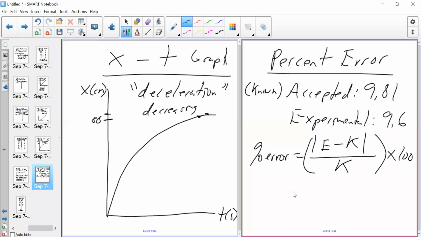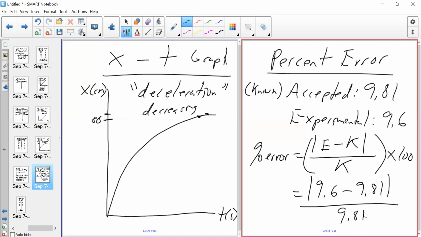This is going to be a decimal. And so a sample percent error would be 9.6 minus 9.81. You can never have a negative percent error because it's a number. That's why the absolute value is there. So 9.6 minus 9.81 over 9.81 multiplied by 100. That's going to be 0.21 absolute value, which over 9.81 is 0.02. Multiply that by 100, 2%. So that's very, very good.